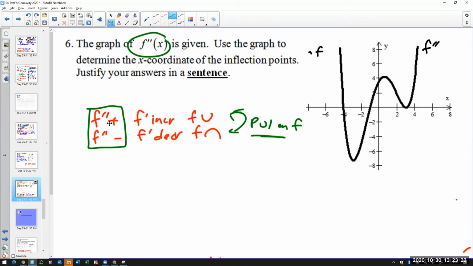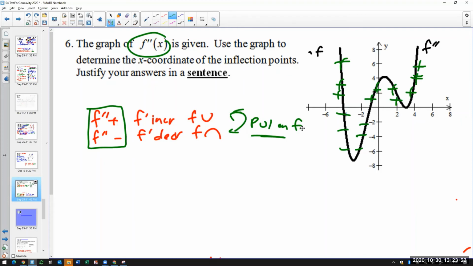Changing from what? Positive to negative, or from negative to positive. Okay, so let's look at F double prime. Now don't get increasing confused with positive. Everybody's good with that? Where is F double prime positive? Positive means above the x-axis, right? So positive, positive, positive. This is negative, negative. These are all negative. Positive, positive, positive, positive, positive, positive, positive. Everybody good so far? Okay.